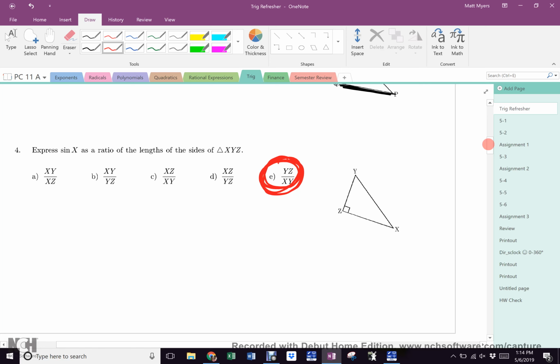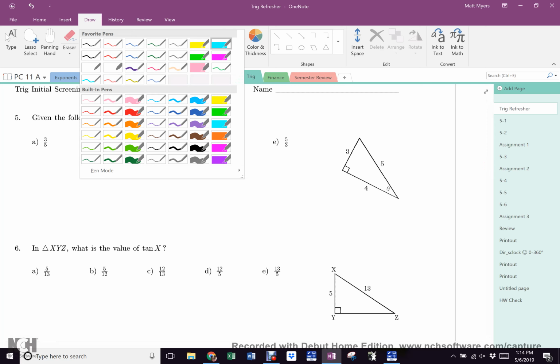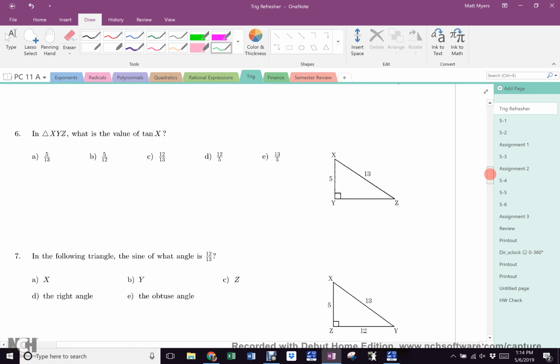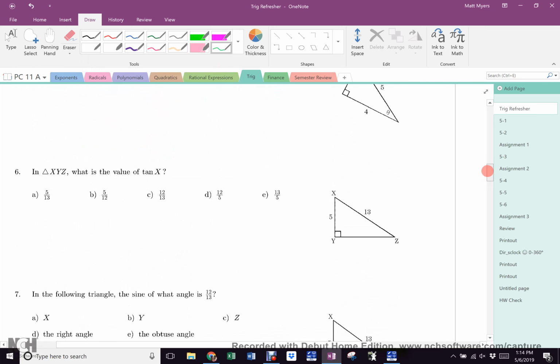I would expect on that page, for me to go on fearlessly, I would expect 3 out of 4 there. Cos theta. What is it? C. I almost got that one wrong, because I didn't do it right. I did sine. Number 6.